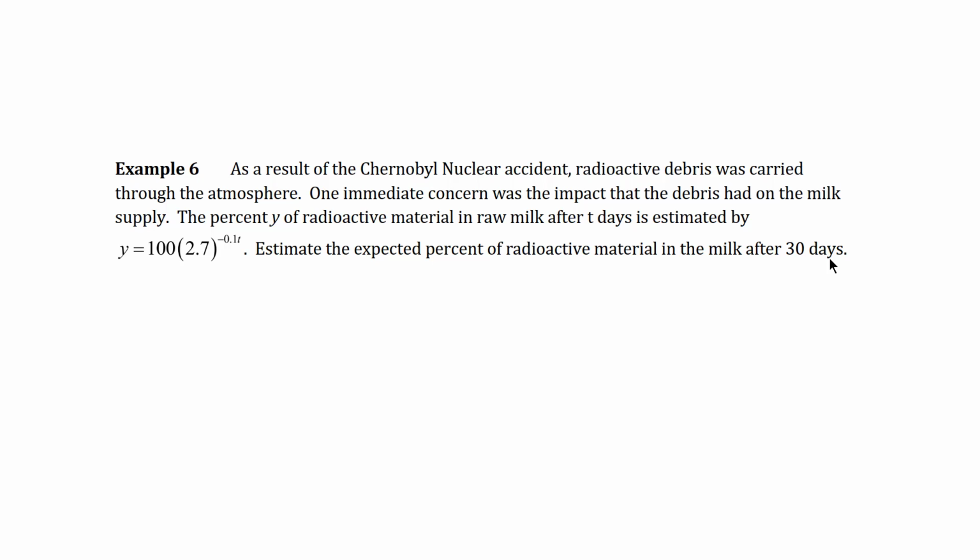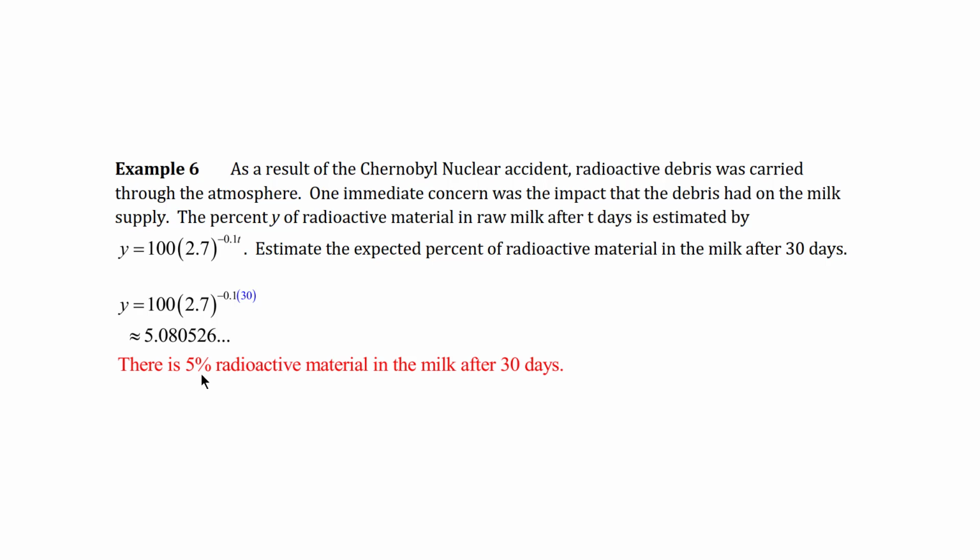To estimate the expected percentage of radioactive material after 30 days, we just need to use the equation they gave us and substitute the value of 30 in for T. We get Y equals 100 times the parentheses 2.7 raised to the negative 0.1 times 30 power. We could just simplify by using a calculator. The result is 5.080526, and this decimal value keeps on going. For this problem, I rounded to the nearest whole number, which is 5. For the final answer, I stated that there is 5% radioactive material in the milk after 30 days.